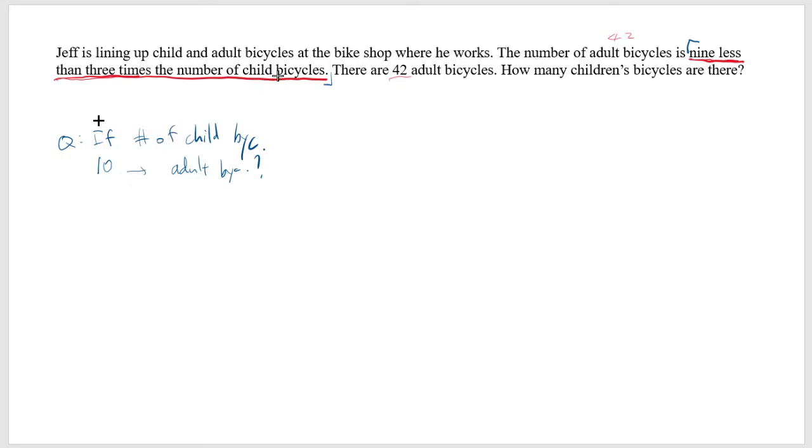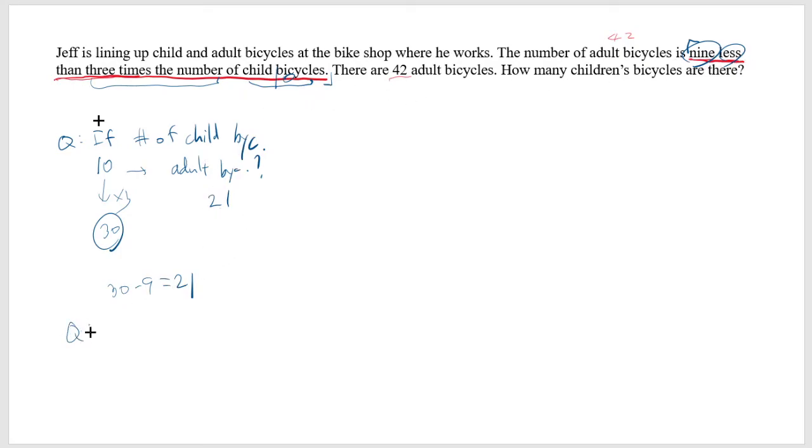Well, let's see. If you have 10 bicycles, 3 times the number 10 is 30. And then it's 9 less. So what's 9 less than 30? That means it's less than 30 by 9, so 30 minus 9, which is 21. So the adult bicycles is 21, right? Now once you do this example, you feel a lot better about this cryptic message, okay?